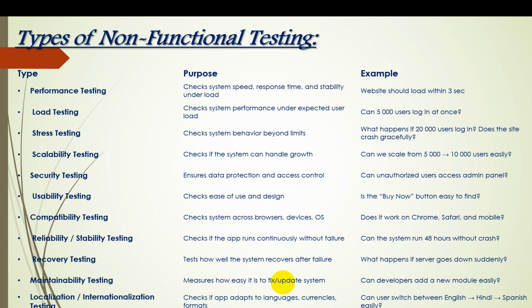Actually, these things come under the development section. Okay. But as a tester, we need to take care of these things as well. Now, the last point is localization and internationalization. So there we can check whether the app adapts to the language, currency and format. So there we can switch between English, Hindi, Spanish.